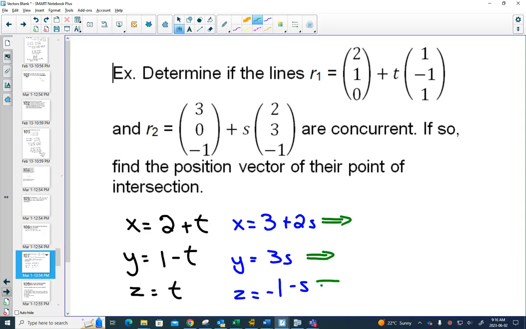I like to write them beside each other like this, and then take equation 1 and say, from there, I can make the following equation: 2 plus t is equal to 3 plus 2s. And from the second one, I can say that 1 minus t is equal to 3s. And from the third one, I can say that t is equal to negative 1 minus s.